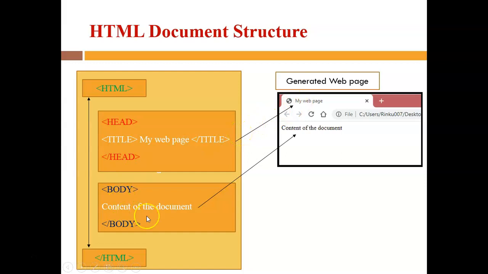Now the next structure block is the body. That means whichever data we want to display in the browser window, whichever message you want to display, we just mention in between the opening body tag and the closing body tag. So in the HTML document structure, we consider two blocks. First one is the head block, in which we display the title. Second, the content of the document, that is nothing but the body tag.